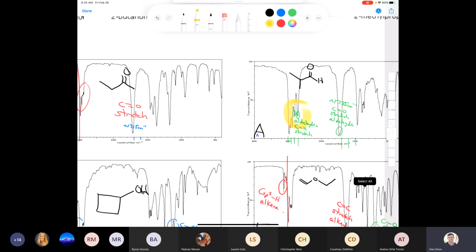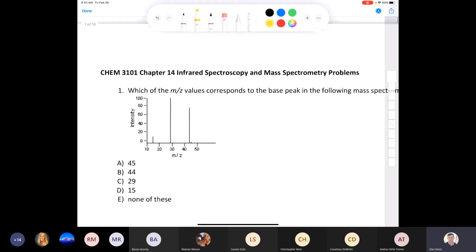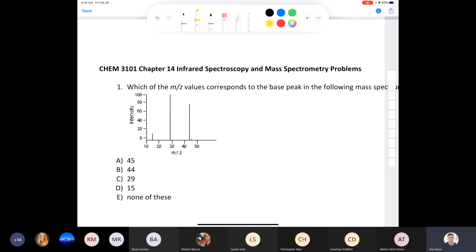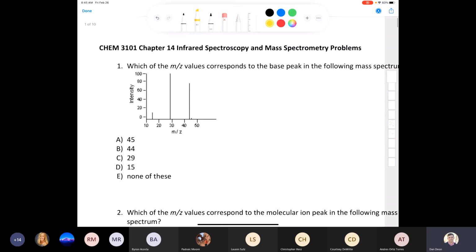Okay, well, in the interest of time, I have lots of different problems, but I want to back all the way up to the top here. And I want to spend some time looking at mass spec problems for a second here, because we haven't done a ton of those. So I'm going to take it right back here, just a multiple choice question.